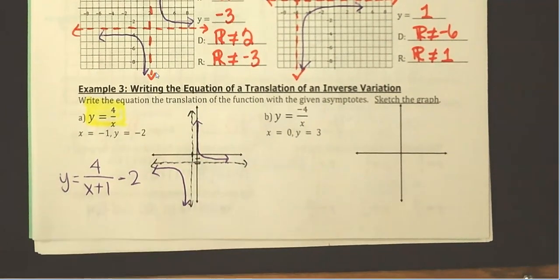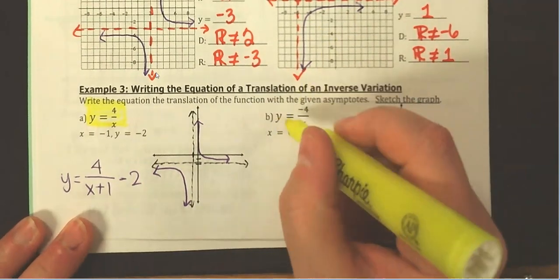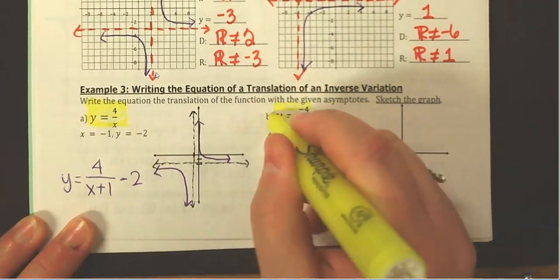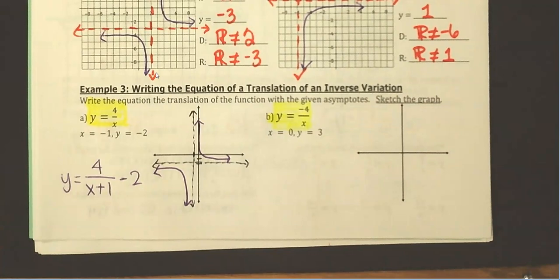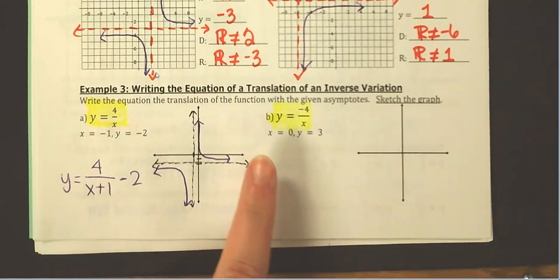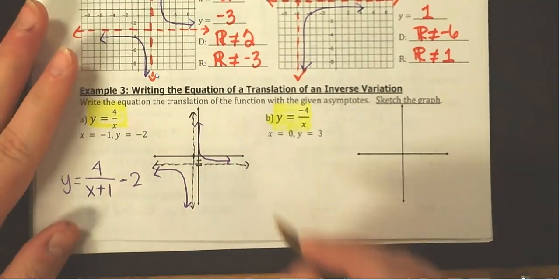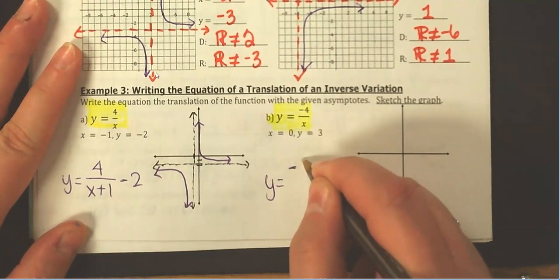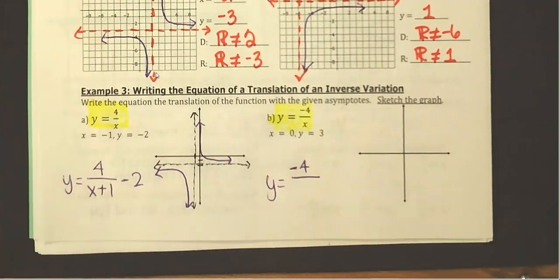Okay, so same question, but different starting equation. If I want to translate y equals negative 4 over x so that it had asymptotes at x equals 0 and y equals 3, so we're going to keep the negative 4 on the top, what would that look like? What would you put in the bottom with the x? So x equals 0, y equals 3. What would you put in the bottom?